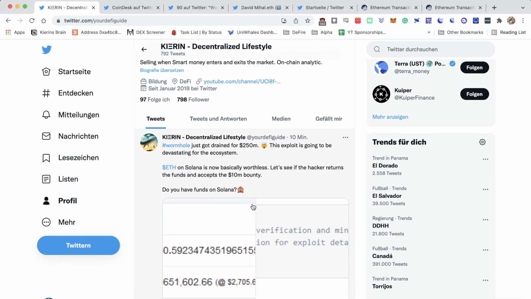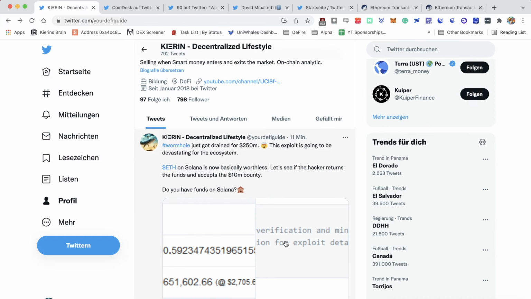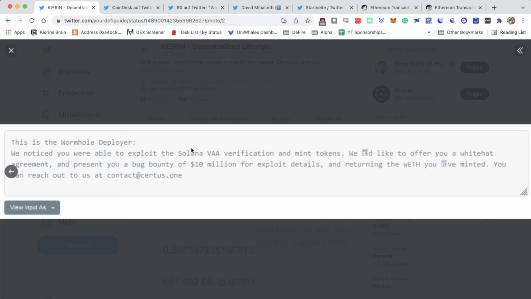So let's cover what exactly happened with this exploit, what the team is doing, and how your funds might be affected. First of all, the Wormhole bridge got exploited. If we look here, the balance for the attackers is 93,750 ETH, which is valued at over $253 million. Pretty crazy. The Wormhole team has actually reached out to the hacker and offered a white hat bounty.